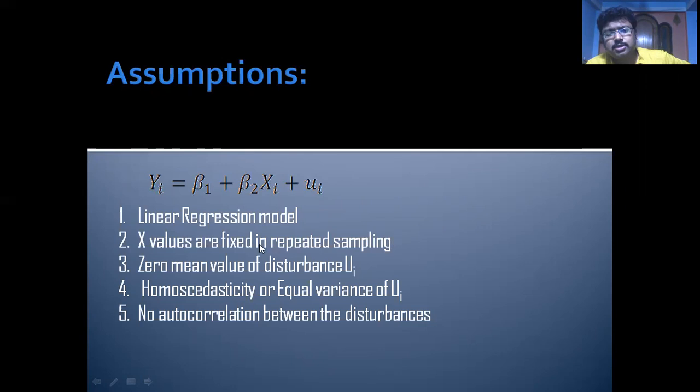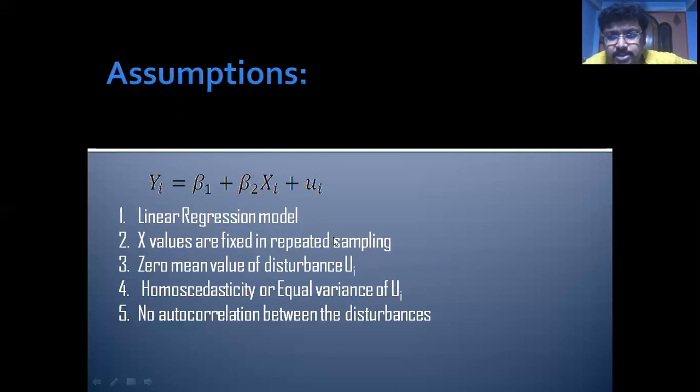Now the first assumption is a linear regression model. That is, the conditional expectation of y is a linear function of the parameters. Beta 1 and beta 2 have no power other than 1. So this is a linear regression model, linear in the parameters. The expectation of yi is a linear function of the parameters. Okay, understand, because beta 1 has the power 1.